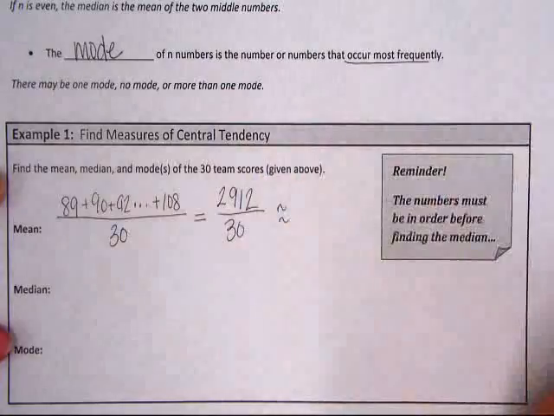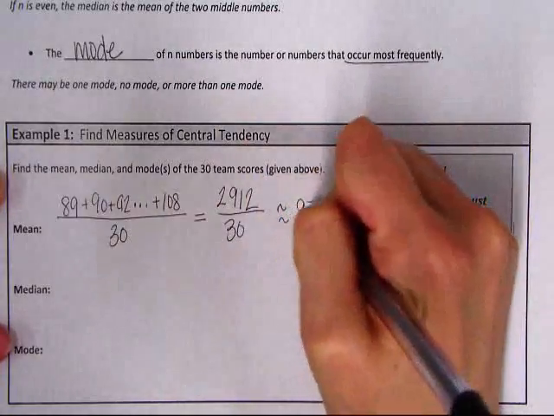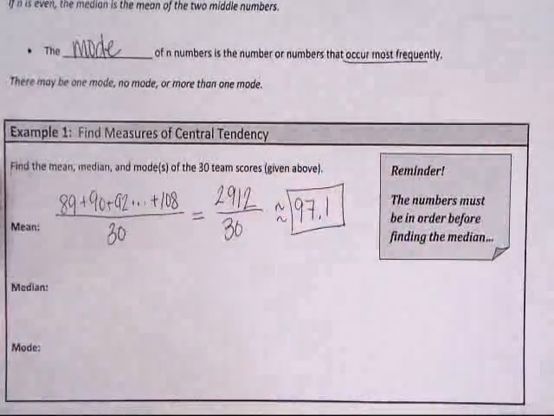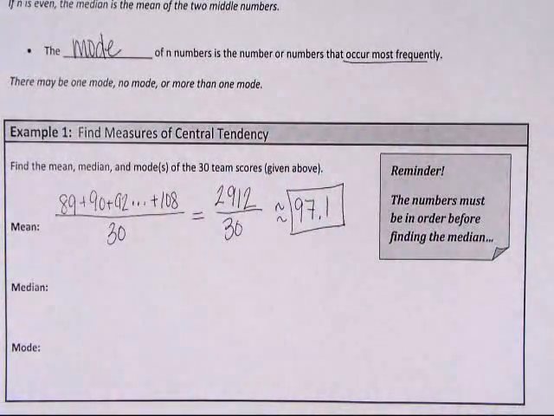If I plug that in my calculator, I get roughly the average of 97.1. So that would be my average score for both of these conferences in the 2007 and 2008 season. I took all 30, added them up together, divided by the 30 scores I had, and I got 97.1.